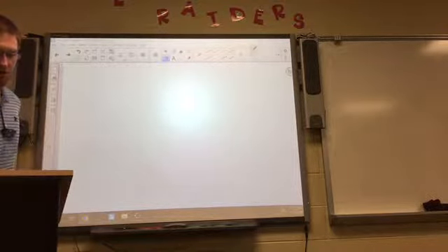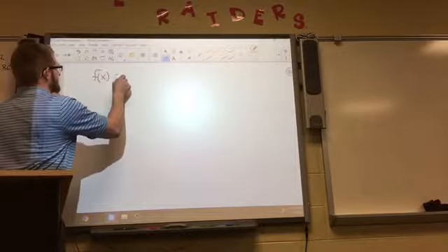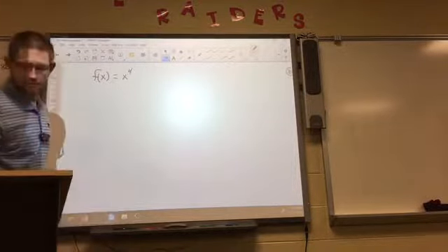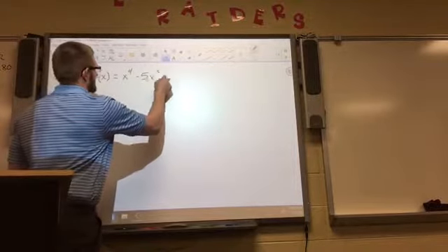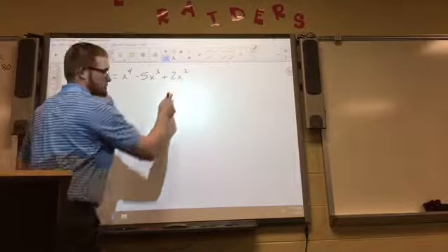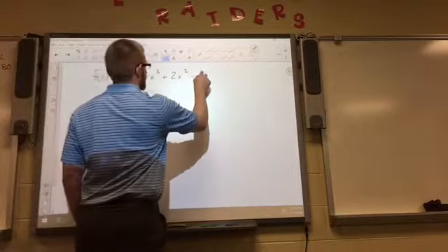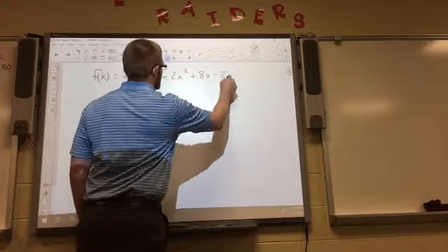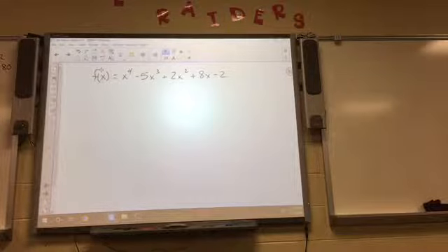Okay, so the function we are going to do is f of x equals x to the fourth minus 5x cubed plus 2x squared plus 8x minus 2. Okay. So we are going to follow all those directions that they give in that example 3, and we're going to apply that to this function.